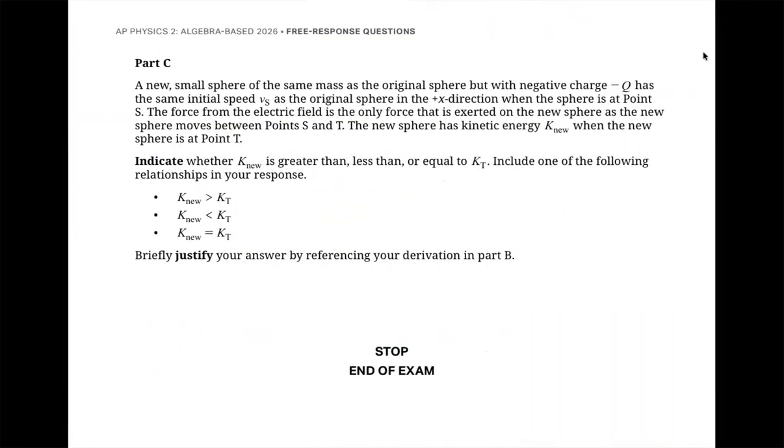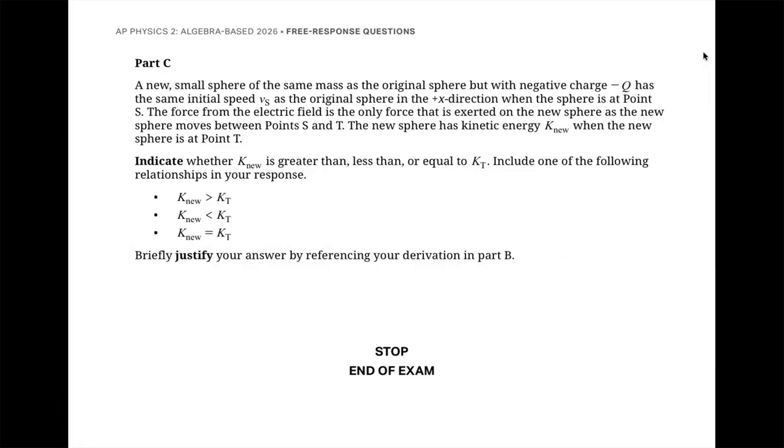Then on to part C. We have a new small sphere of the same mass as the original sphere, but with a negative charge and the same initial speed Vs. So we're going to repeat the experiment, but with a negative charge at point S. The electric field is the only force exerted on the new sphere between points S and T. And the new sphere is going to have a new kinetic energy when it's at point T.